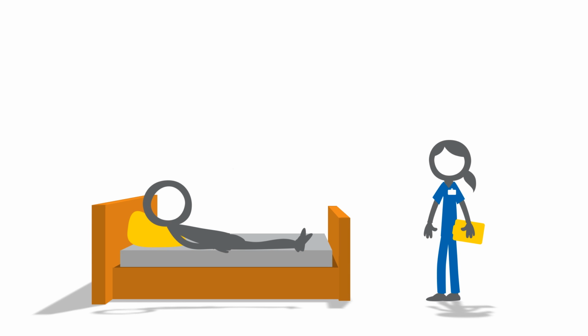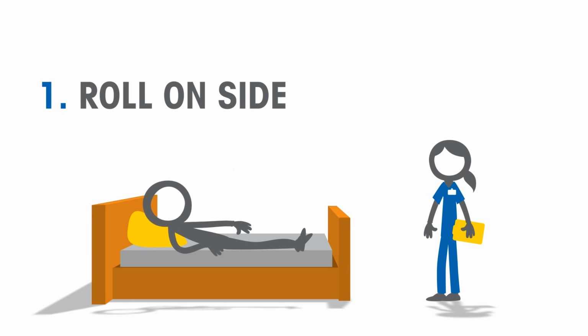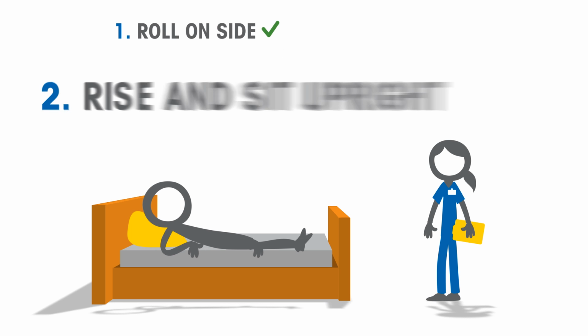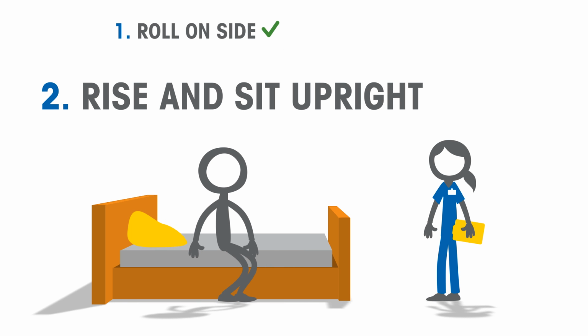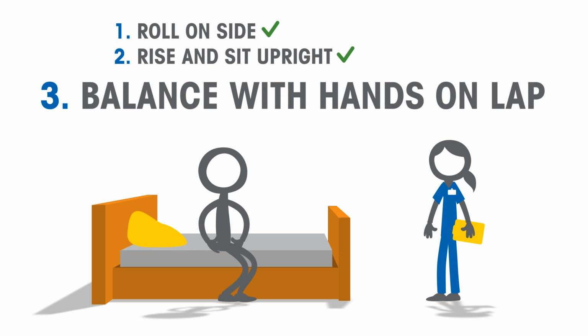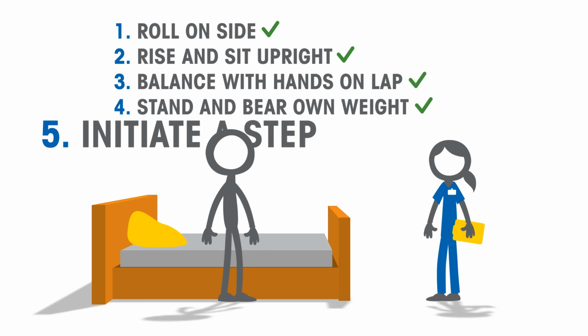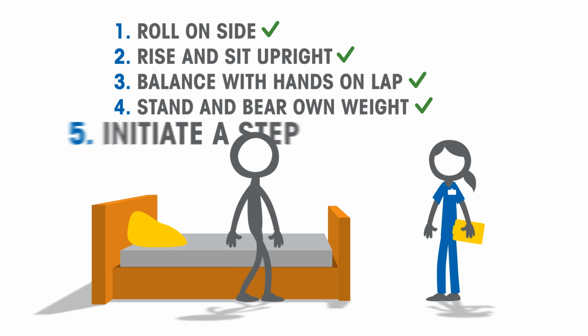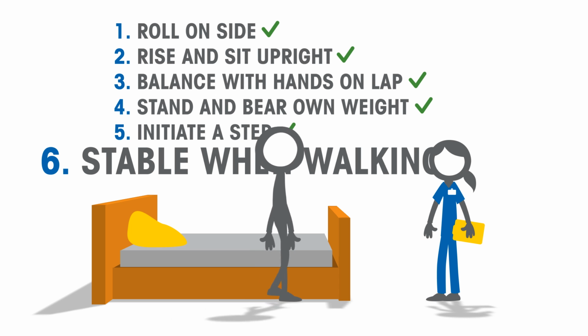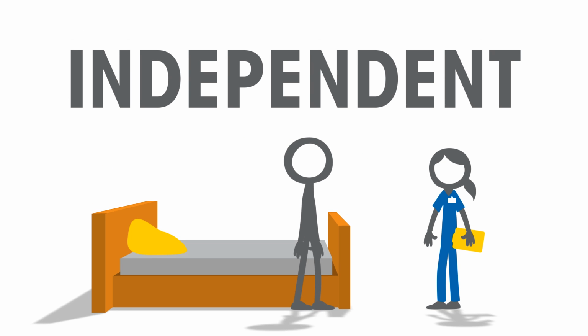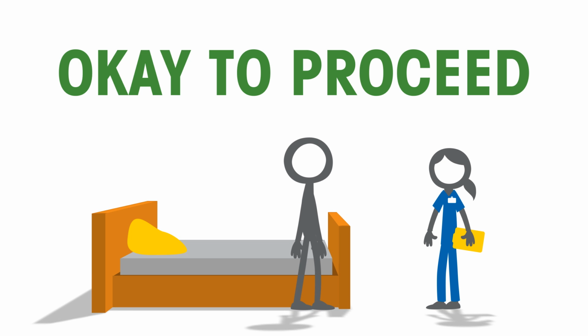To start, determine if the client can roll onto their side in the bed. Then, if they can rise and sit upright on the edge of the bed, and then balance with their hands on their lap. From there, can they stand and bear their own weight? Can they initiate a step? Are they stable and steady when walking? If yes, then the client is independent, and it is okay to proceed with the desired task.